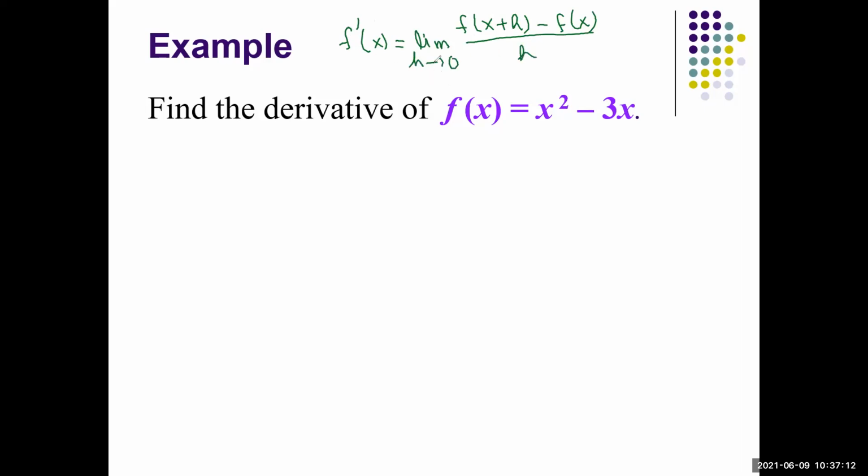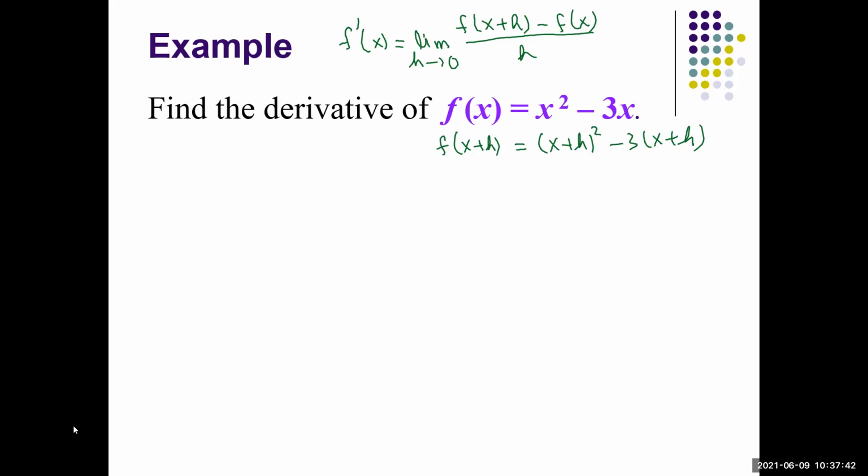So notice that this time we have f of x plus h minus f of x. So what is f of x plus h? Don't forget the function notation. If f of x is x squared minus 3x, then f of x plus h is x plus h squared minus 3 times x plus h. Right? You're replacing x with x plus h.